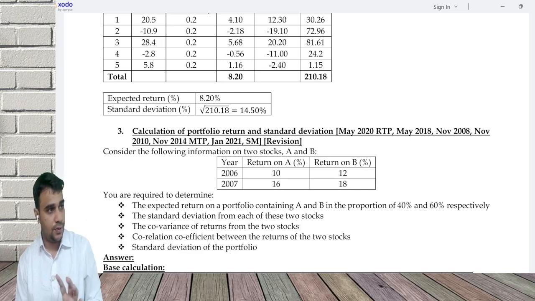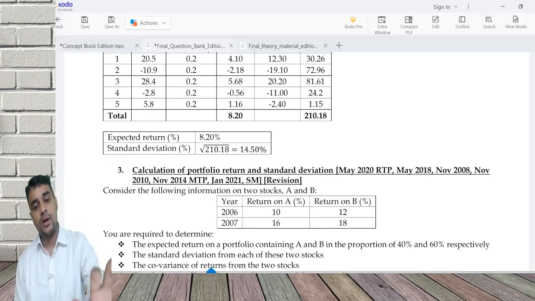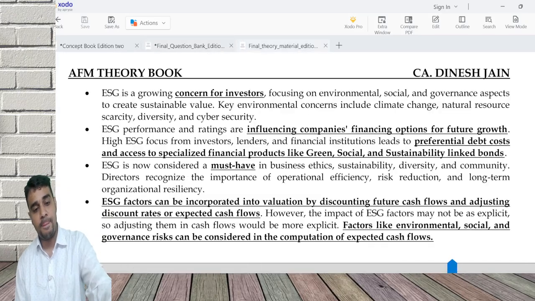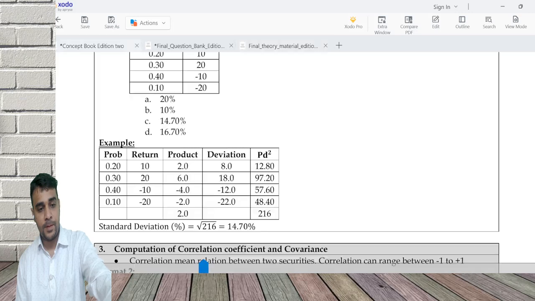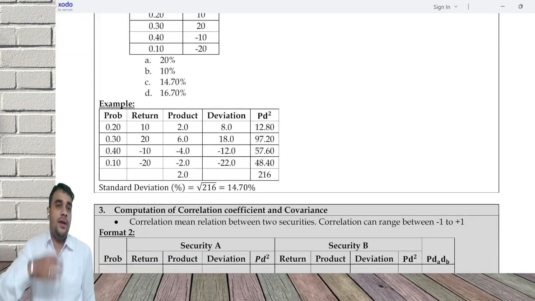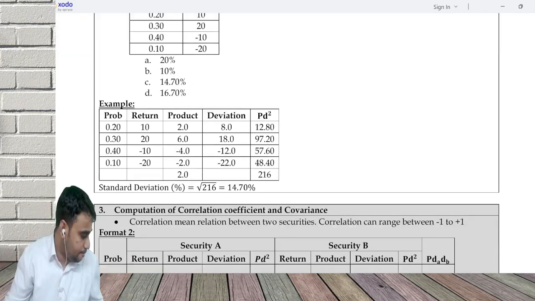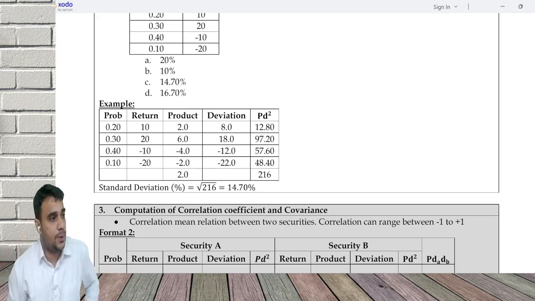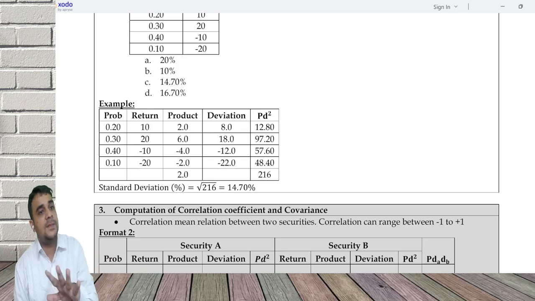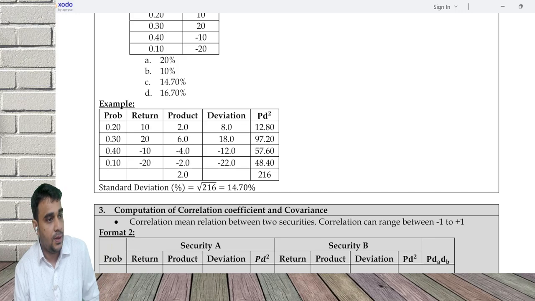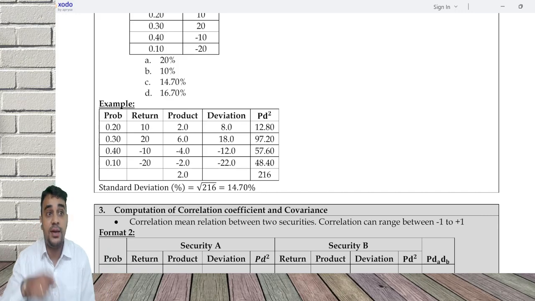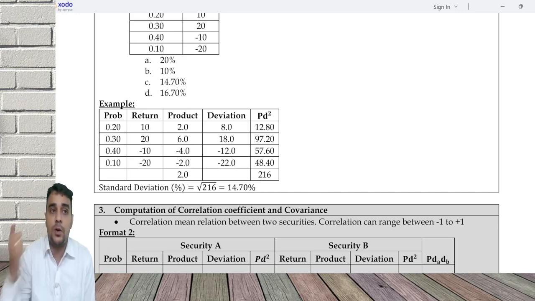We have done individual security, one security. Now comes the third concept. Whenever I'm calculating a return, if you combine two securities, 10 and 16, the return will be 12, 13, 14, somewhere in between. Normally, return is a weighted average. Risk is not a weighted average.